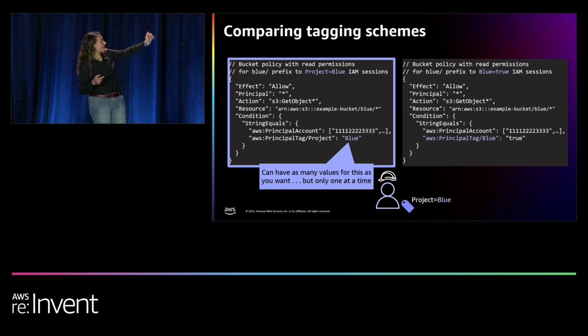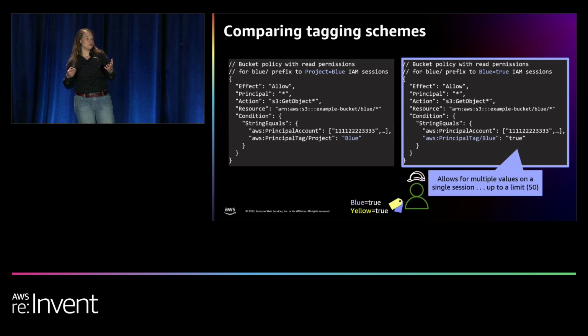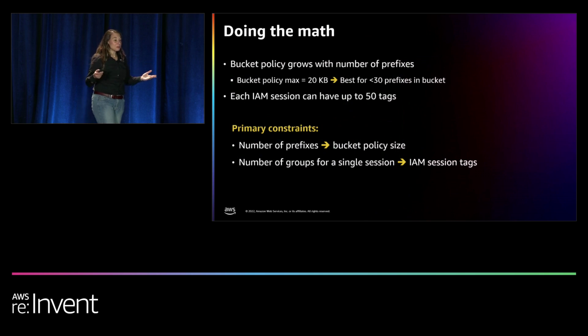I have side by side. On the left-hand side, I had the original tag policy that we looked at. You can have as many values for this as you want, but only one at a time. And over here, you can have this user tagged both yellow and blue because they're green. And if you had a similar policy statement for the yellow folder, they would have access to both. But the quota to think about here is the number of tags you can have on any given IAM session, which is 50. So your use case might fit this just fine.